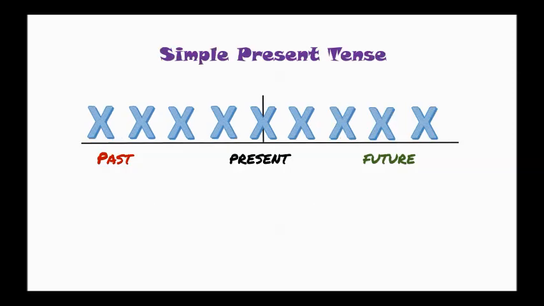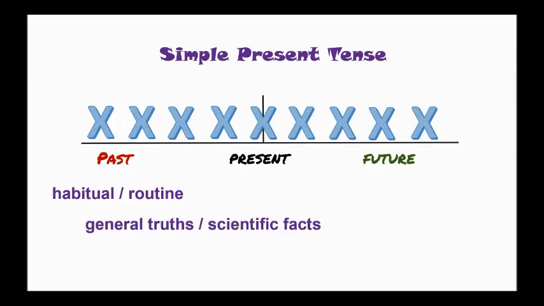The simple present tense is used to express habitual actions or routines. He runs 5 miles every day. General truths and scientific facts. Whales live in the ocean. Events coming up in the near future. The library opens in 5 minutes.